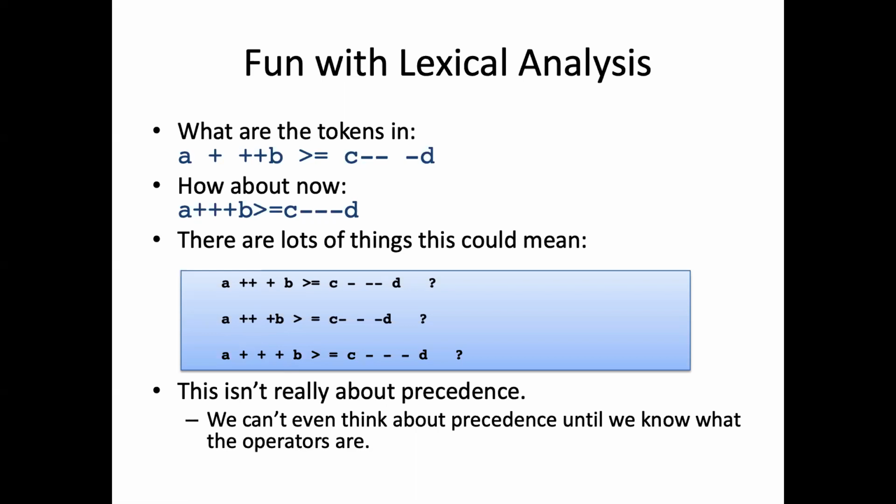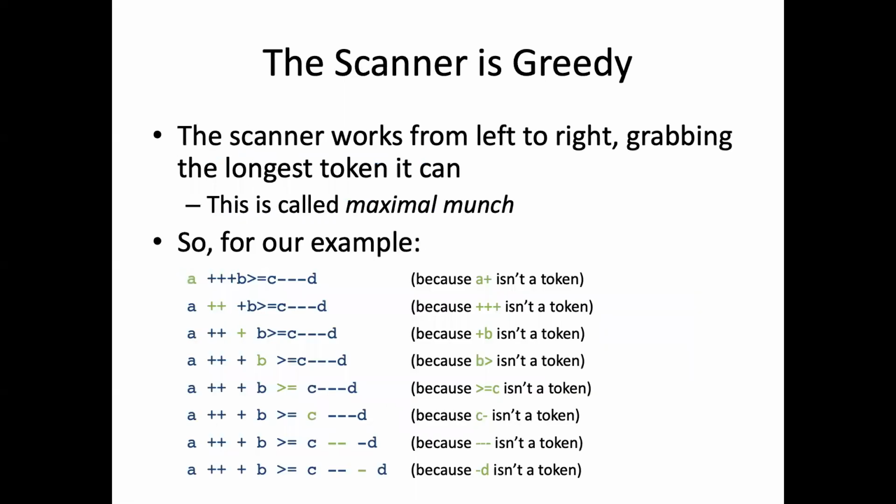And it's not really about precedence, because until we know what the operators are and until we know what the tokens are, we can't tell what their precedence should be. So the tokenizer has to figure this out just by looking at a sequence of characters. Fortunately, it's easy. The rule of the tokenizer is it always tries to get as big of a token as it can. Think of it as being greedy. You'll sometimes hear this called a max munch algorithm. It tries to make the biggest token it can before moving on.